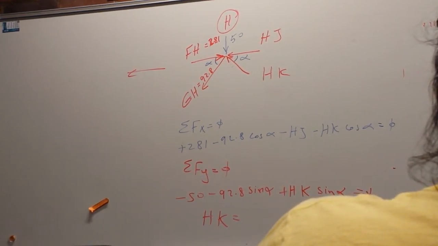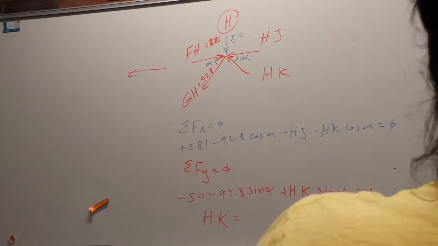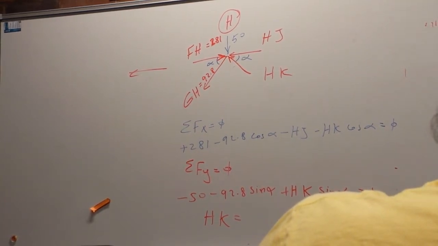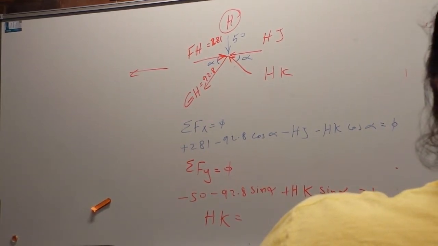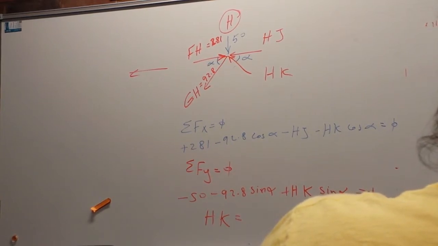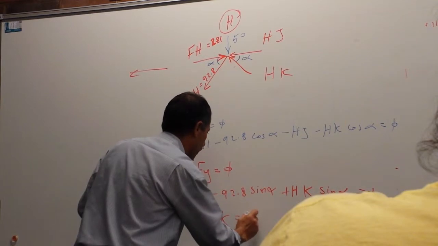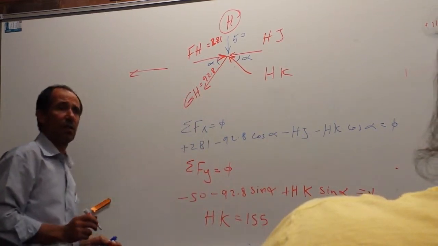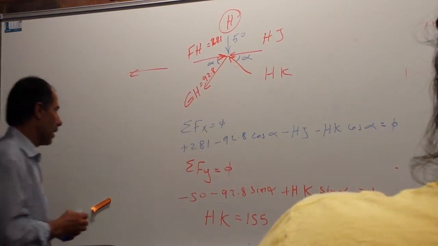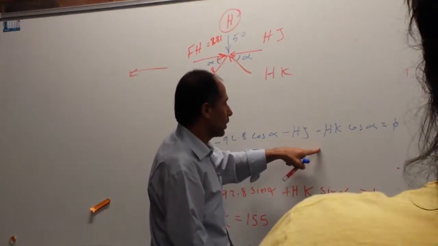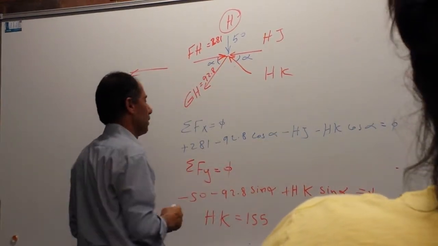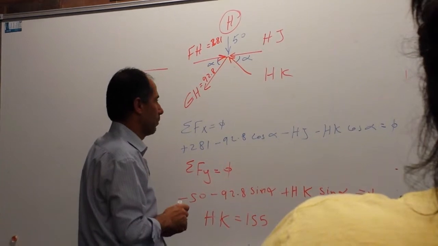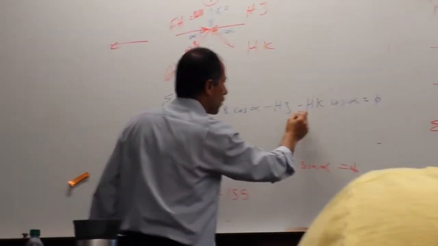How much? What's the value for HK, guys? Is it not just going to be 92.8? 155.3. 155. Positive, negative? Positive. Am I right, guys? And again, put it in here.